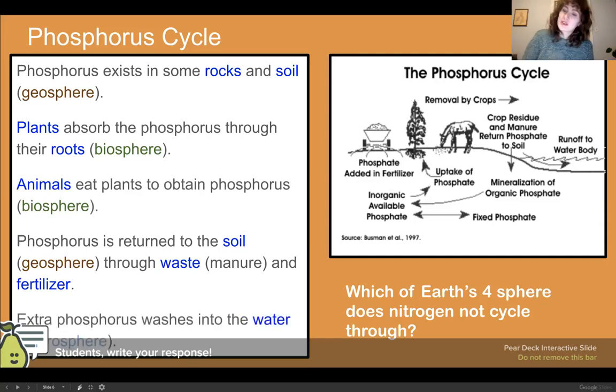And then if there's a lot of phosphorus in the geosphere, the soil, it can be washed into water. So into rivers, into groundwater, into lakes or the ocean. Phosphorus can build up there. And actually animals can just drink the water with phosphorus in it and obtain phosphorus through that method.